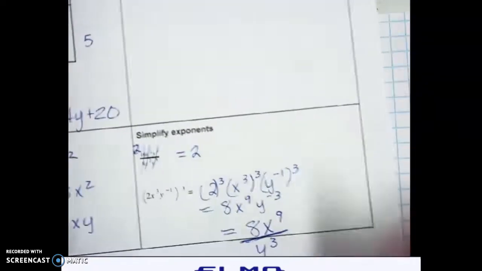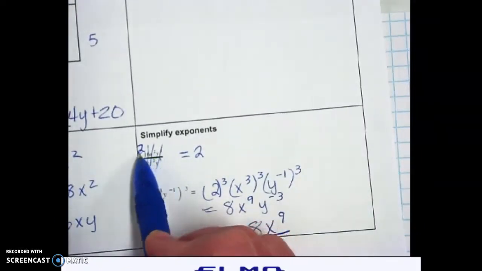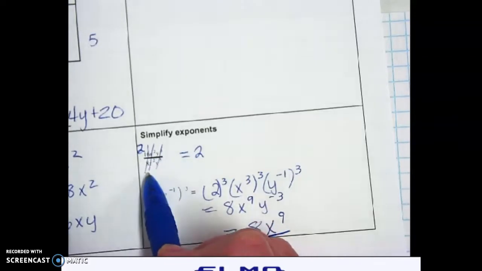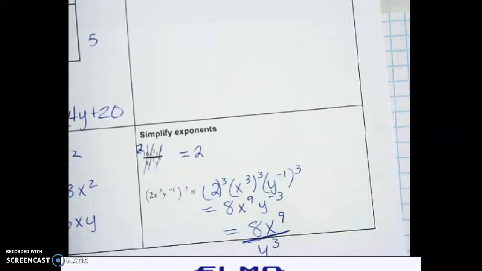The very last box says to simplify. It just so happens that 8 goes into 16 twice. The x squared and the x squared completely cancel. The y to the 5th and the y to the 5th completely cancel. And the only thing left is 2.